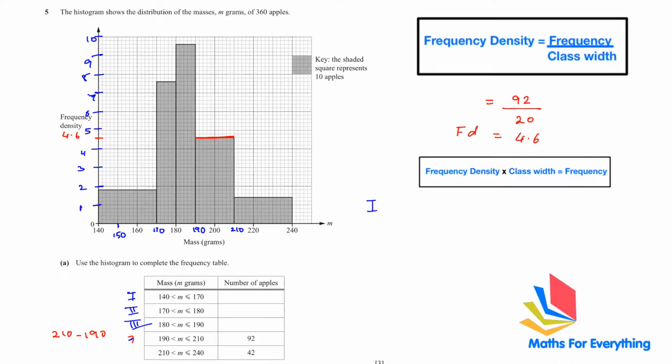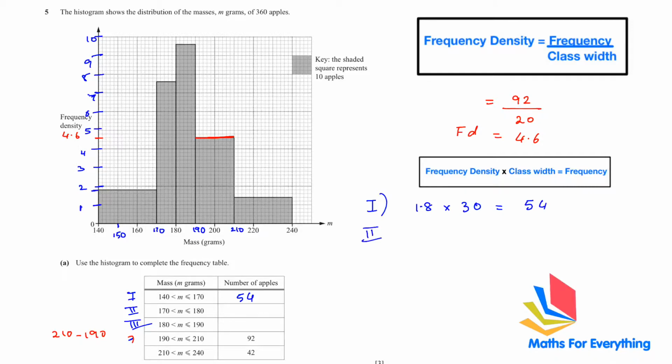Let's label the bars first, second, and third. In the first bar, our frequency density is 1.8, and the class width is 170 minus 140, that is 30. This will give us 54. So the number of apples are 54.